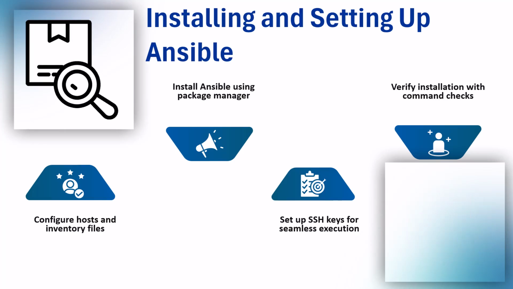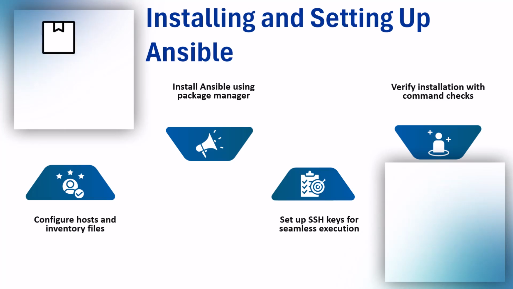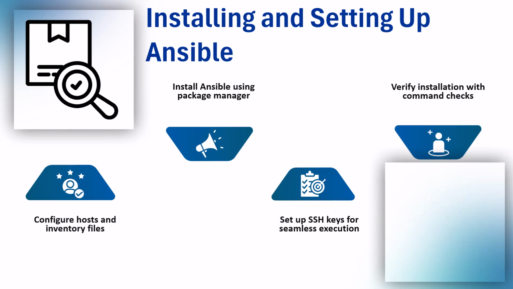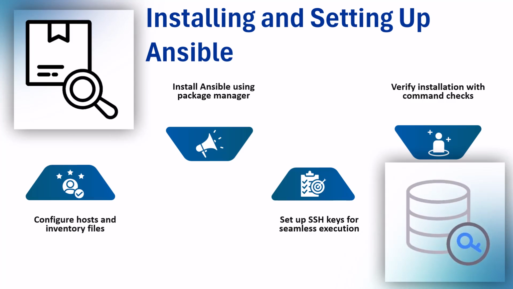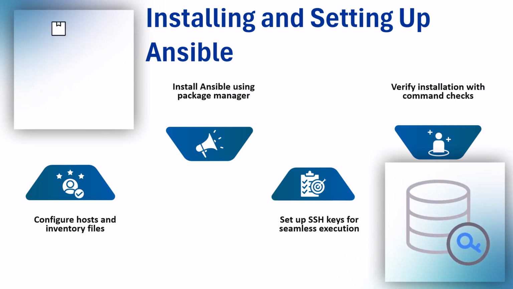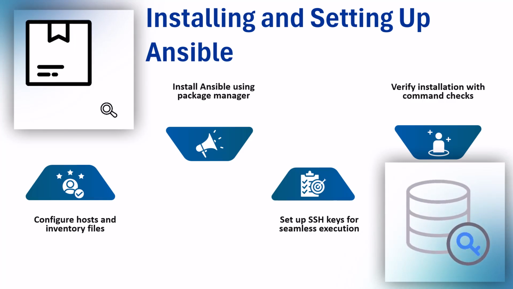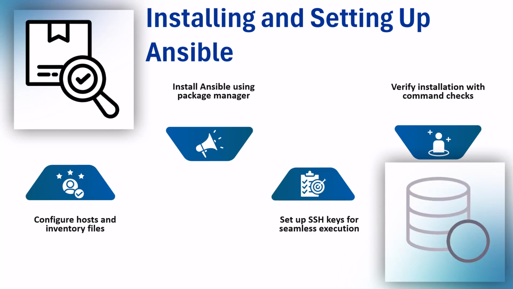Setting up Ansible is easier than setting up a new phone. No endless configurations. First, we install Ansible using a package manager. A quick command check ensures everything is working. Then, we configure inventory files to define our target machines. Finally, setting up SSH keys ensures smooth and secure execution. Once everything is set up, Ansible is ready to do the heavy lifting, so you don't have to.